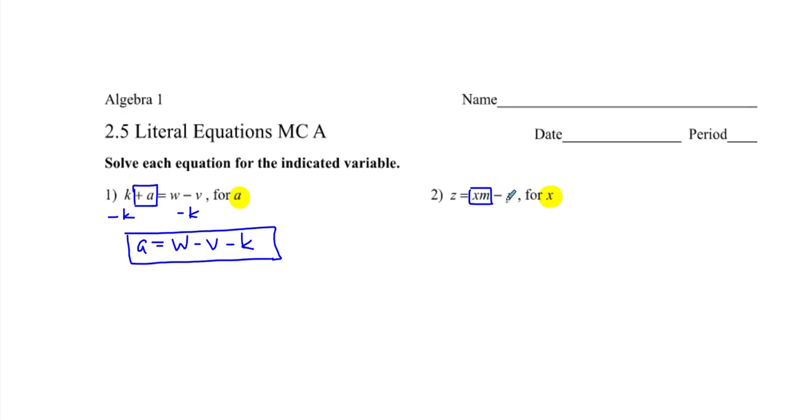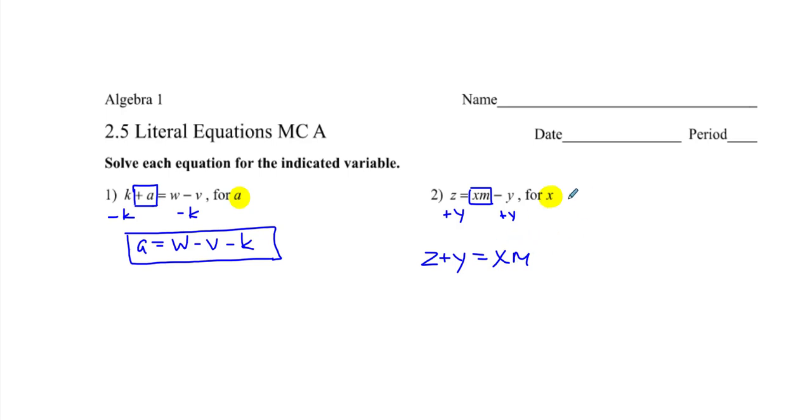Right now I got this negative y. How do I get rid of this negative y? By adding a y. Okay, so here I got z plus y, which is just z plus y. Okay, equals, my x and m come down. And then I got this negative y plus y. Those are gone.